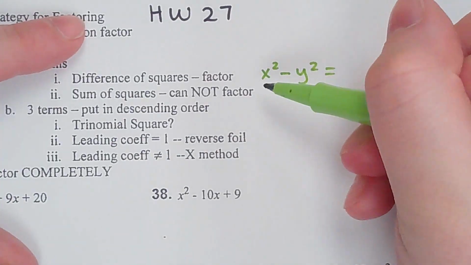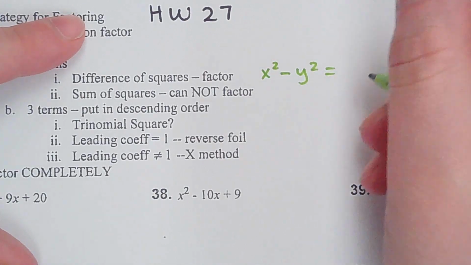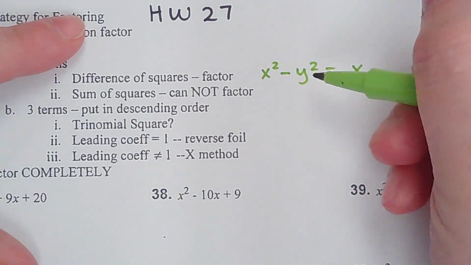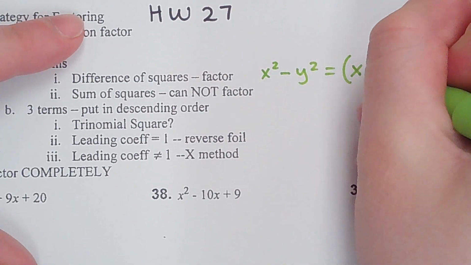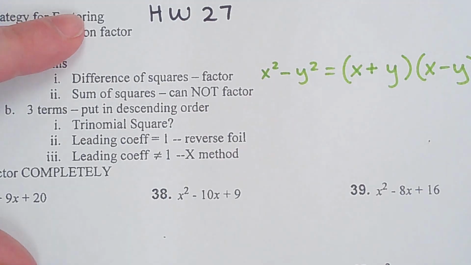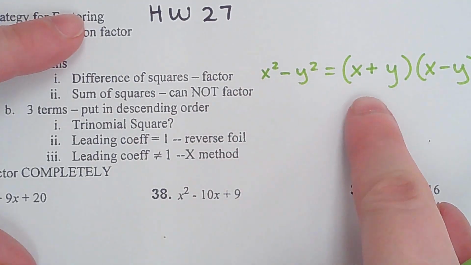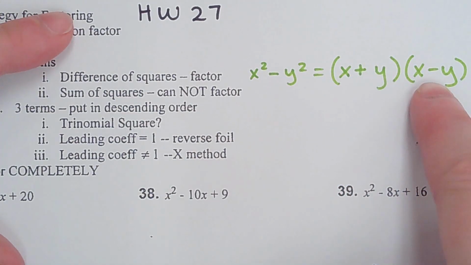You'll take the square root of those two pieces. So the square root of x squared is x. The square root of y squared is y. And then your factors are going to be x plus y and x minus y. So whatever those square roots are, you will plug them into your factors, one with addition, one with subtraction.